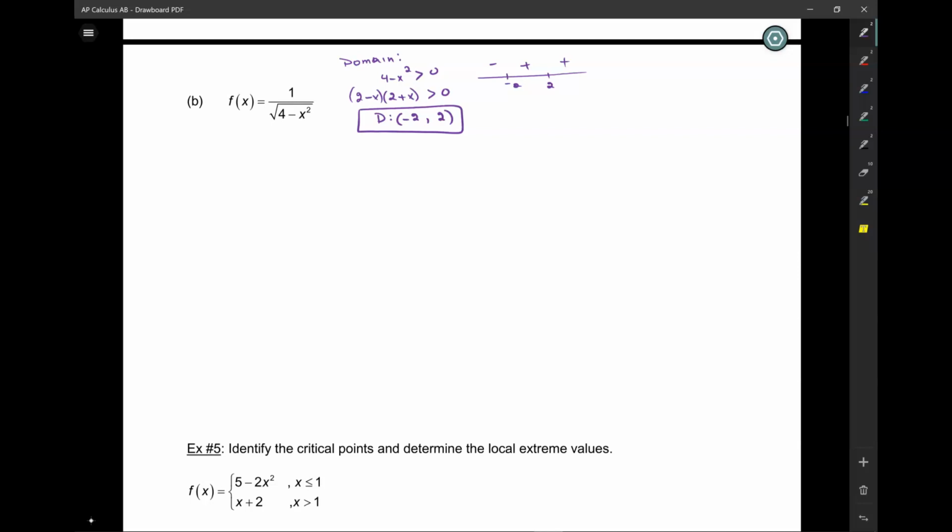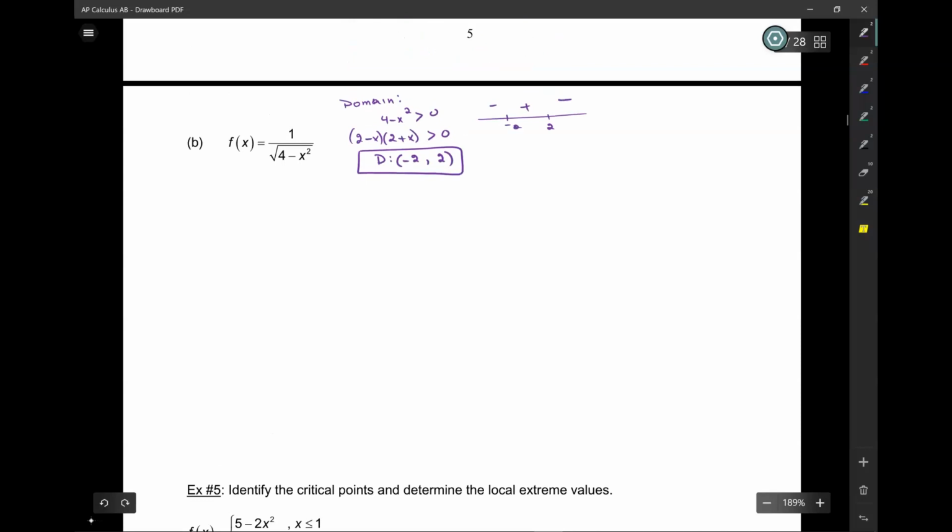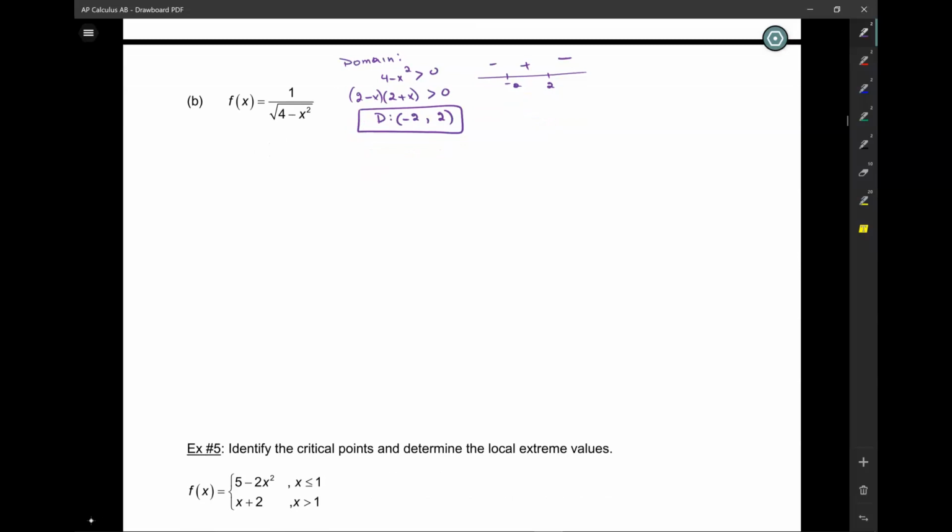Okay, so hang on, let's do this one. Why is it open? Because if it was closed, then if x was 2, then in the denominator you get 1 over 0. And you can't have 0 in the denominator. So the reason we need negative 2 to 2 is because, oh, sorry, this one is also negative. Okay, now, so let's find f prime of x.